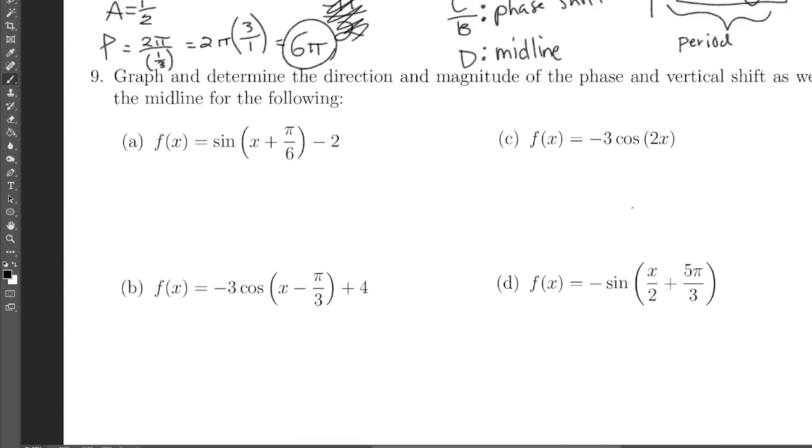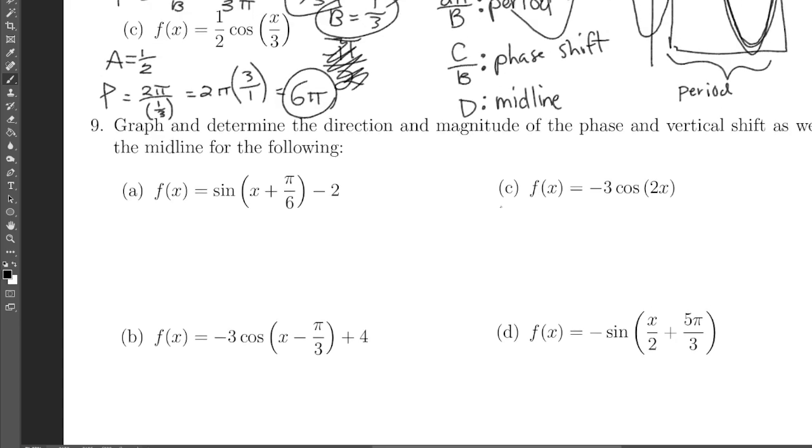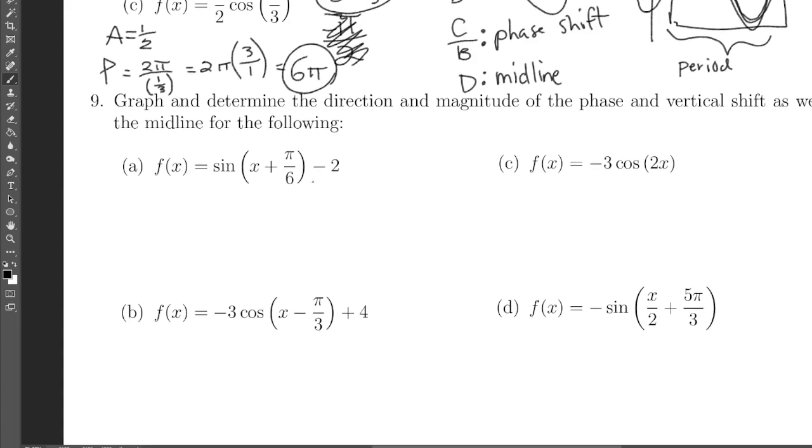And then the phase shift and the midline represent some other shifts. So the midline here represents a vertical shift of the whole graph. So the midlines are easy here. This is the midline. Here the midline is 0 because there's nothing being added or subtracted at the end. Here the midline is also 0, and here the midline is 4. So those are easy. The harder part is the phase shift.